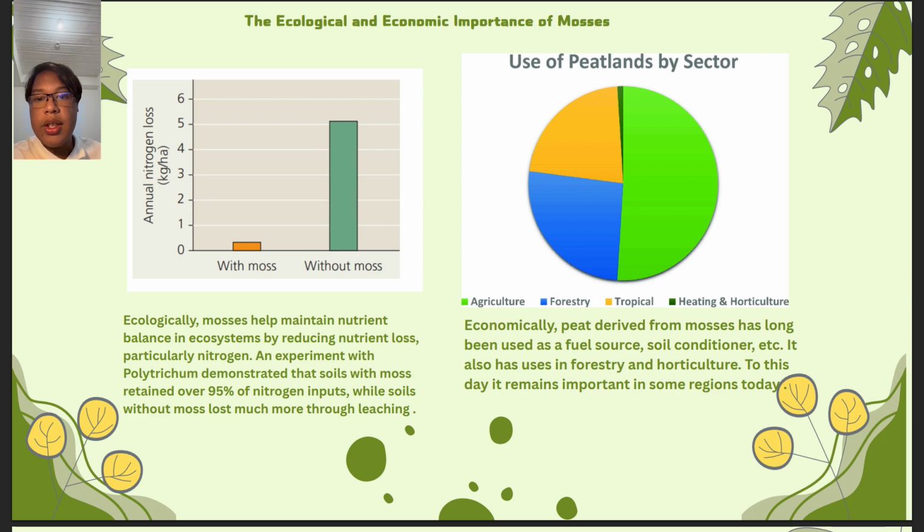So before we move on to the next concept, it is worth noting that mosses have a significant ecological and economic importance. Ecologically, mosses help maintain nutrient balance in ecosystems by reducing nitrogen loss. A certain experiment demonstrated that soils with moss retain over 95% of nitrogen inputs, versus soils without it that lost so much more through leaching. Economically, peat derived from moss has been widely used in agriculture, forestry, heating, and more. And it shows that to this day, it still remains important to some regions.